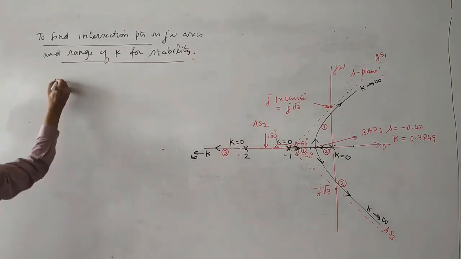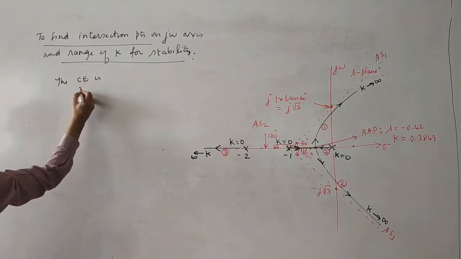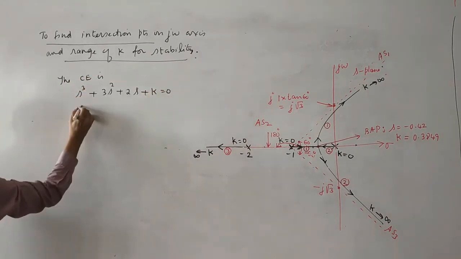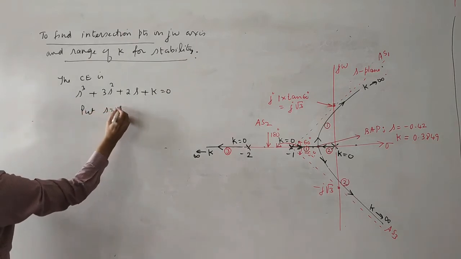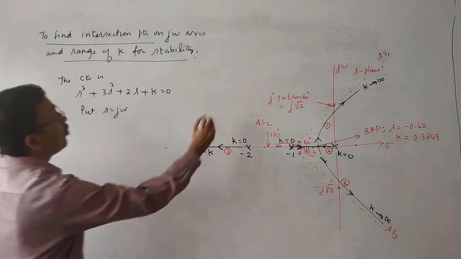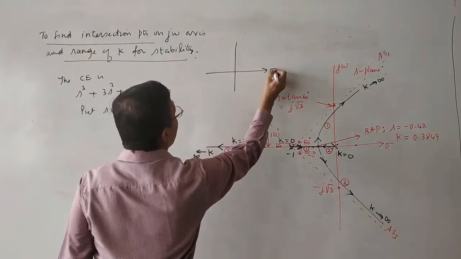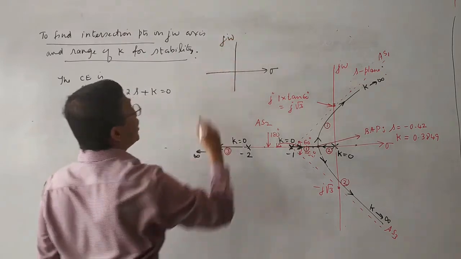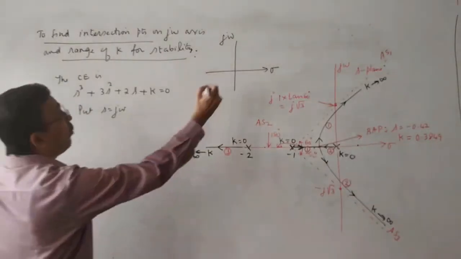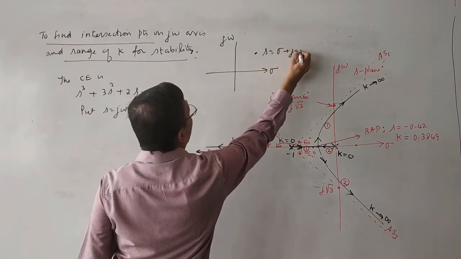Write the characteristic equation. The characteristic equation is s cube plus 3 s square plus 2s plus K equal to 0. Put S equal to j omega. You may ask me a question, why should we put S equal to j omega? Please watch here. S plane is a complex plane, having real axis sigma and imaginary axis j omega.